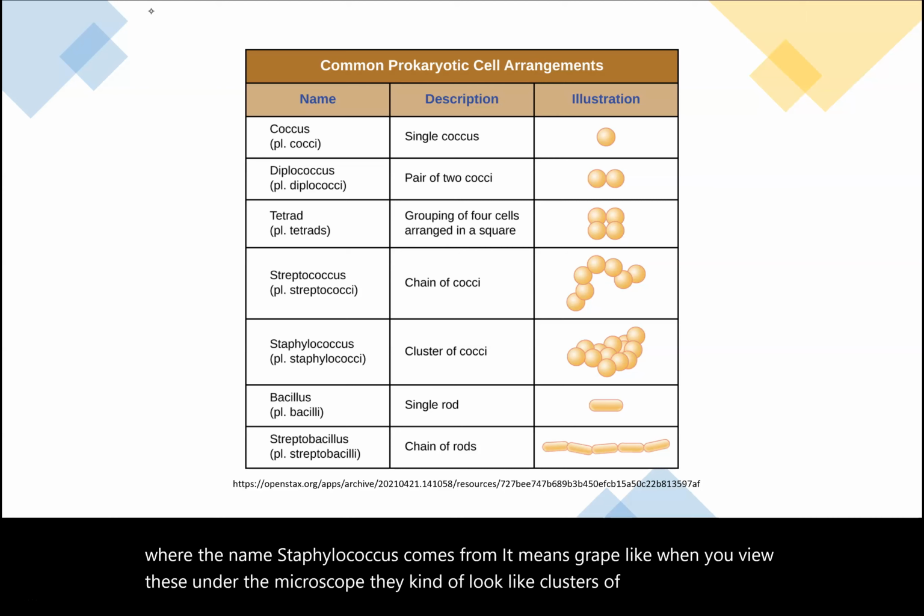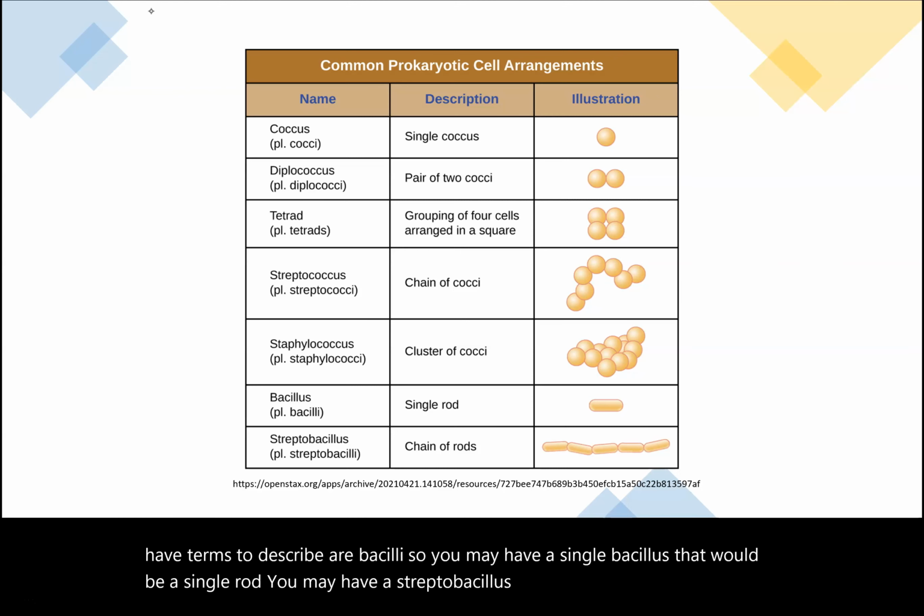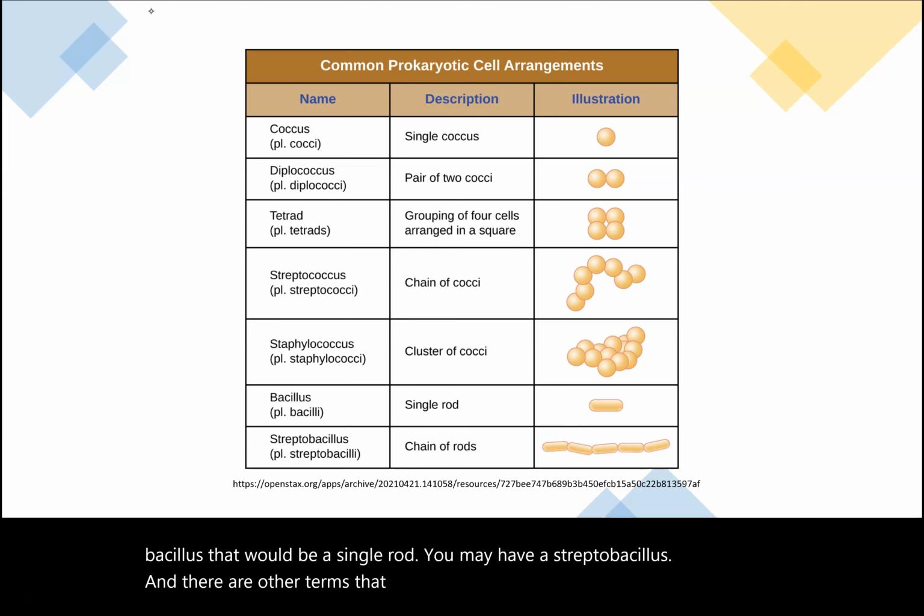Similarly, we have terms to describe our bacilli. So you may have a single bacillus, that would be a single rod. You may have a streptobacillus. And there are other terms that we can use to describe our groupings of prokaryotic cells. These are going to be your most common.